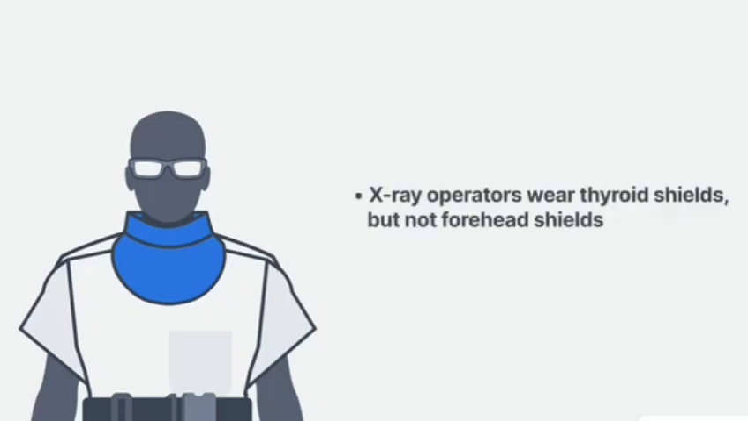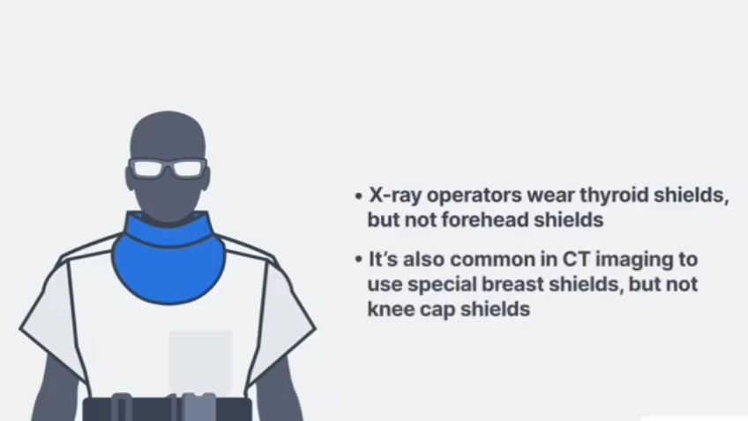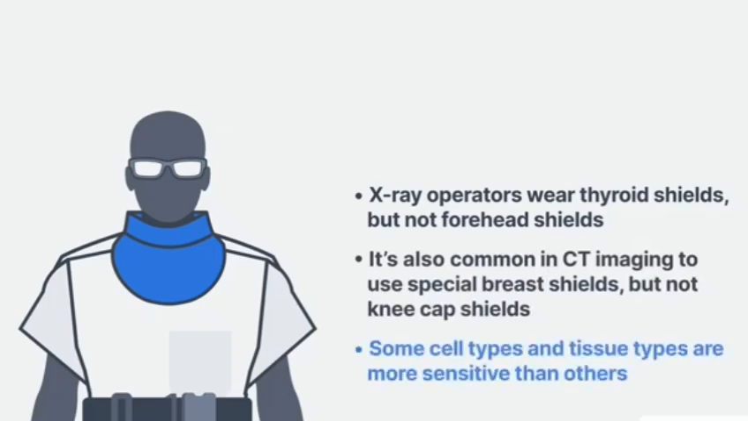Understanding the radiosensitivity of tissue types is important because some tissues require more precautions than others. This is why X-ray operators wear thyroid shields but not forehead shields. This is why it's common in CT imaging to use special breast shields but not kneecap shields. Some cell types and tissue types are just more sensitive than others.